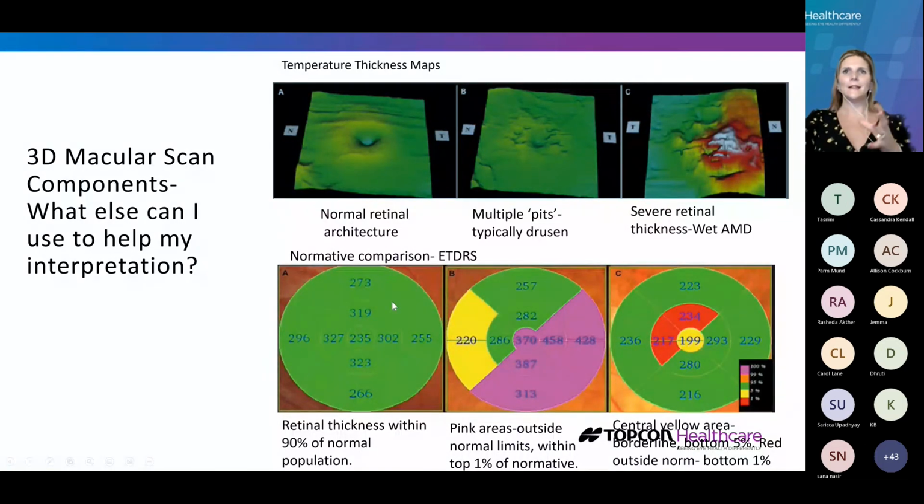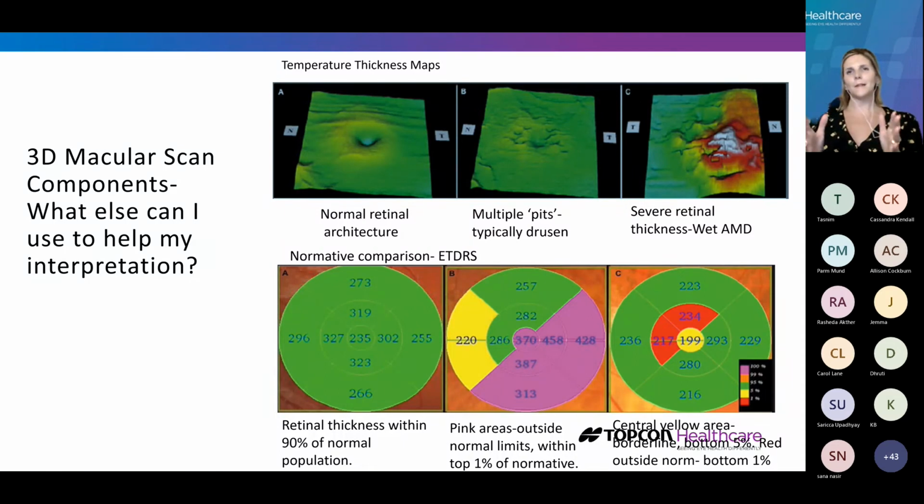Now, you may have seen the ETDRS grid or certainly heard of the ETDRS grid before. Early Treatment Diabetic Retinopathy Study tool. What this does is it gives us an indication of how thick or how thin or how normal our retinal profile is.